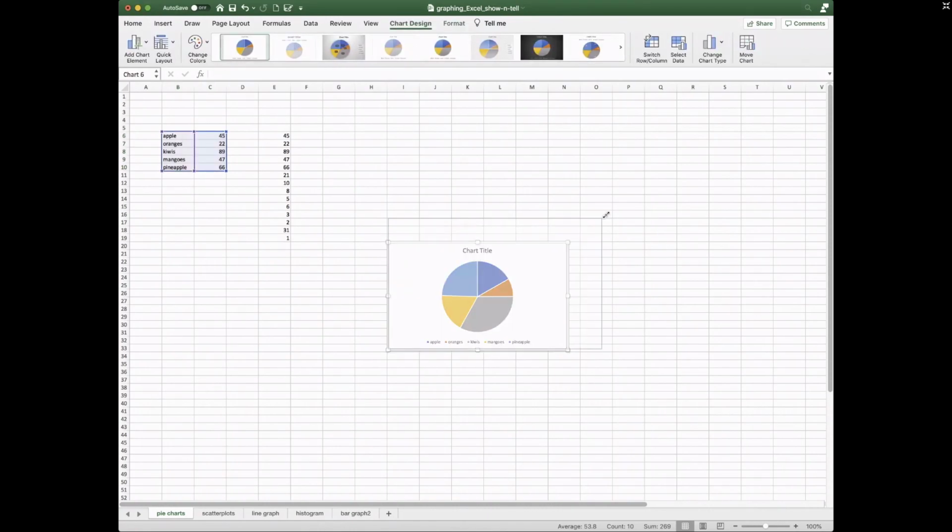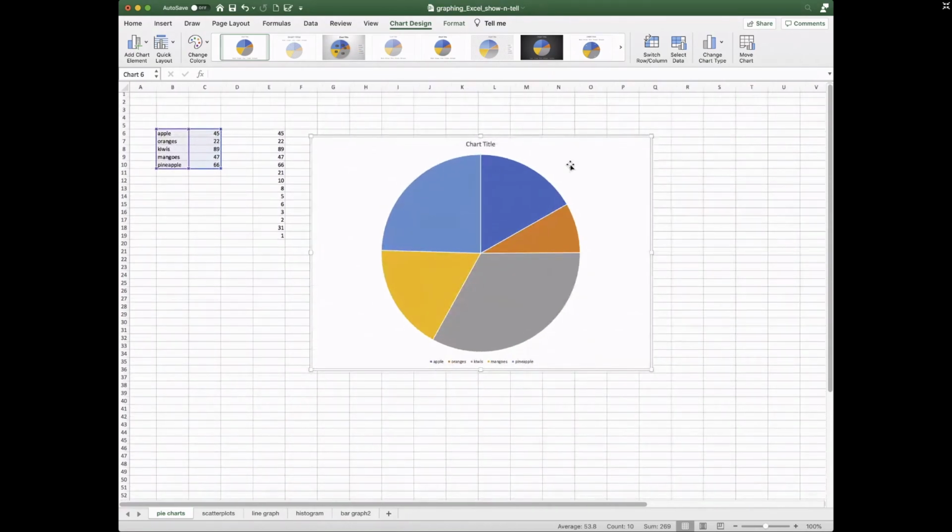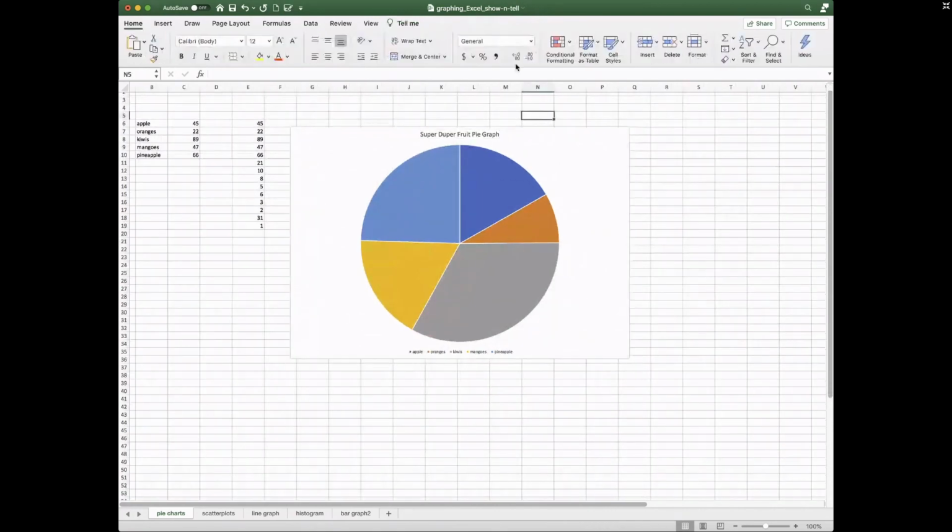Hold on to the corners. I'm going blind, so I want to make it big so I don't have to think. Okay? Now there you go. That's the basic. I can click here and call this my super duper fruit pie graph. Now I'm going to have to go get pie for dessert today. And now I have this.